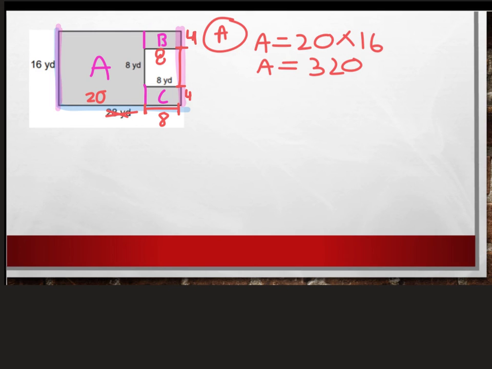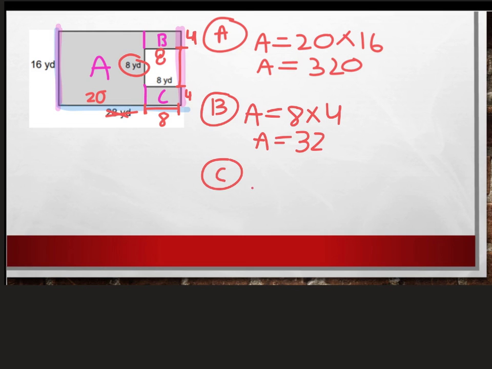So again, I'll repeat that. I took the whole side length 16, subtracted out the 8 yards that they gave me, and then that left me with 8 yards to split equally between the two shapes, which is how I got 4 and 4. So shape B, our base was 8, our height was 4, which is 32. And then shape C, same exact thing. Our base was 8, our height was 4, which again is 32.